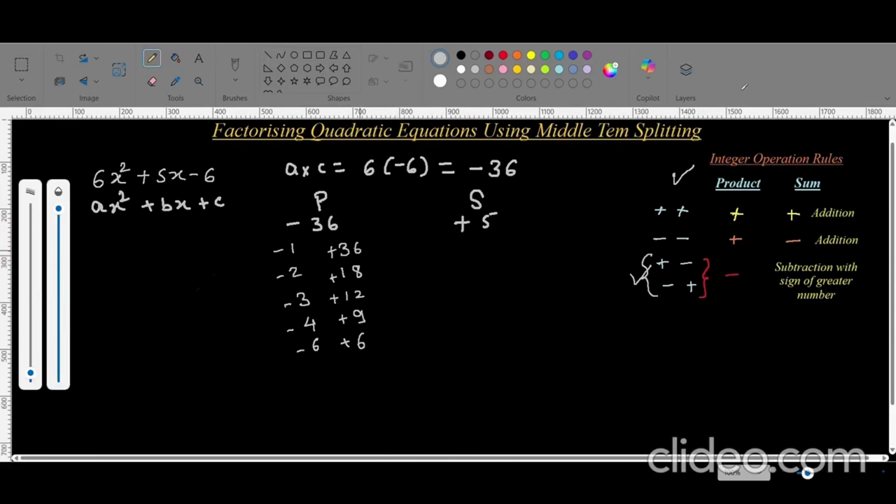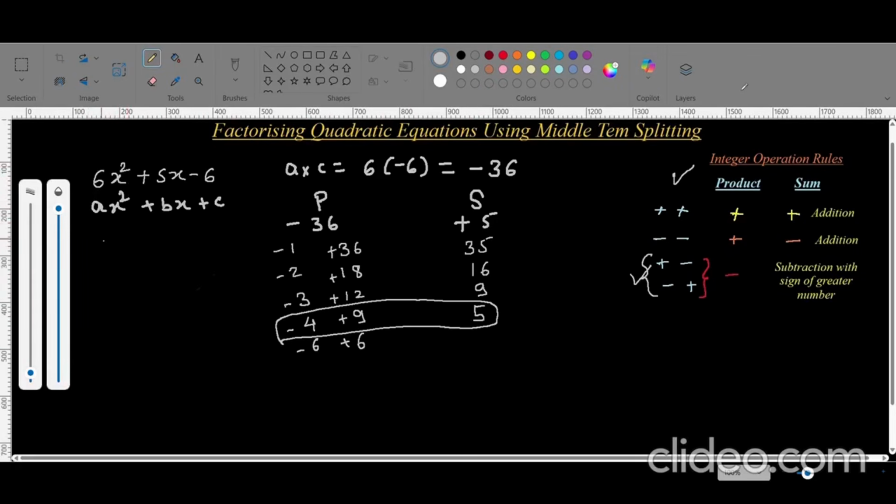Okay, let's go ahead. So here, some of the factors: positive 36 minus 1 gives us positive 35. 18 minus 2 gives us 16. 12 minus 3 gives us 9. 9 minus 4 gives us 5. So this is a required pair. So the middle term 5 can be split into minus 4 plus 9. Minus 4 times 9 gives us negative 36, and minus 4 plus 9, their sum, gives us positive 5.